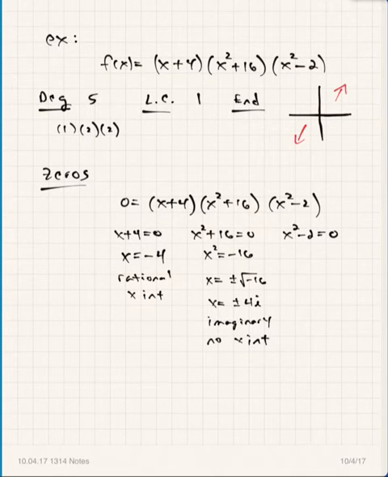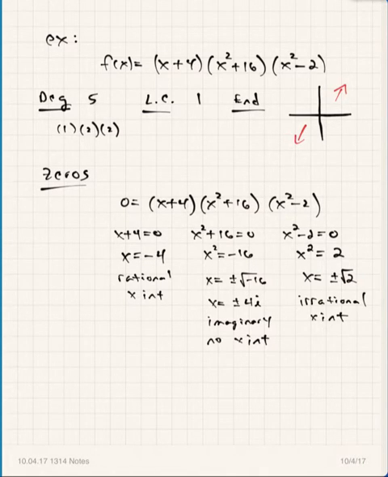Finally, the last factor gives you this equation, x squared minus 2 equals 0. So you use the square root method here also. And when you take the square root of both sides, you get plus or minus the square root of 2. Now, square root of 2, that's a real number, right? It's not imaginary because it's the square root of a positive number. But this is what we call irrational zeros. But these do give us x-intercepts.